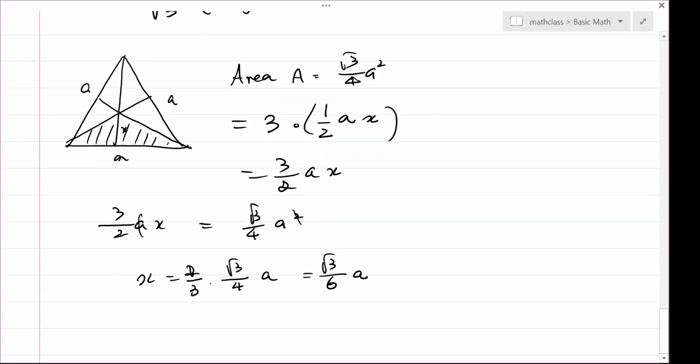So you don't even need to use the Pythagorean theorem, but already when we try to find the area, we are already applying the Pythagorean theorem.